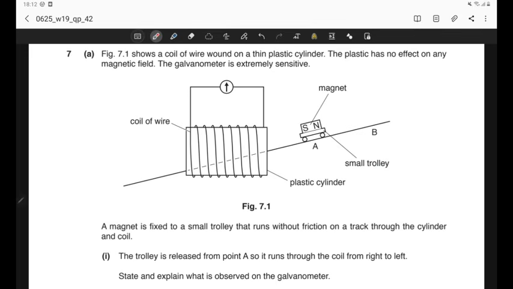So the figure consists of a coil. This is a coil which is wound on a plastic cylinder, as you can see. And there is another magnetic bar on a trolley, and this trolley is free to move as there is no friction. The coil is connected to a galvanometer which is very sensitive. That means even for a small amount of current variation, it will clearly show in the galvanometer.